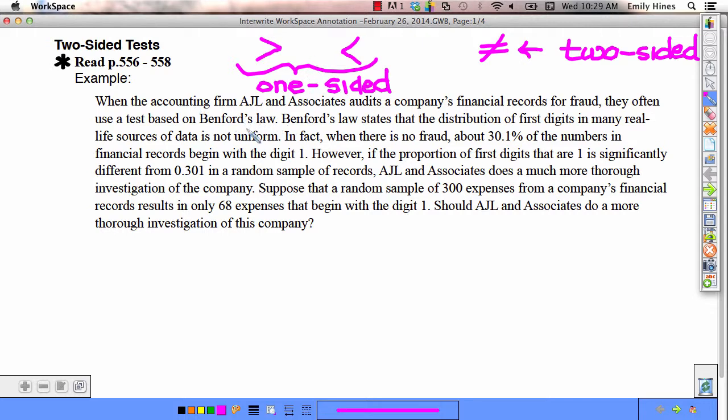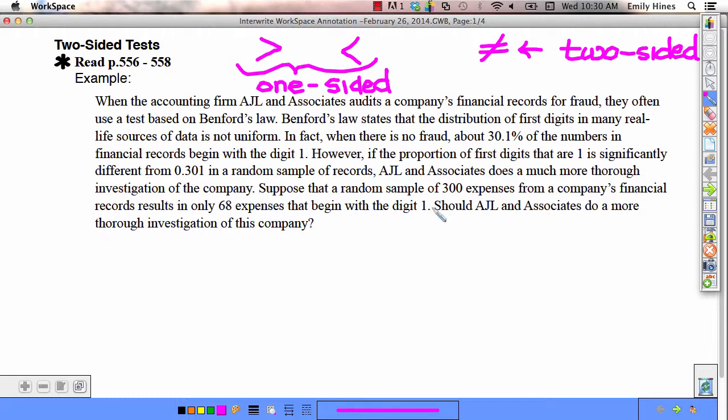When the accounting firm AJL and Associates audits a company's financial records for fraud, they often use a test based on Benford's law. Benford's law states that the distribution of first digits in many real-life sources of data is not uniform. So, in fact, when there is no fraud, about 30.1% of numbers in financial records begin with the digit 1. However, if the proportion of first digits that are 1 is significantly different, then they do a much more thorough investigation of the company, because they suspect fraud: even though you're trying to be random, if you're making up records, usually you're not.